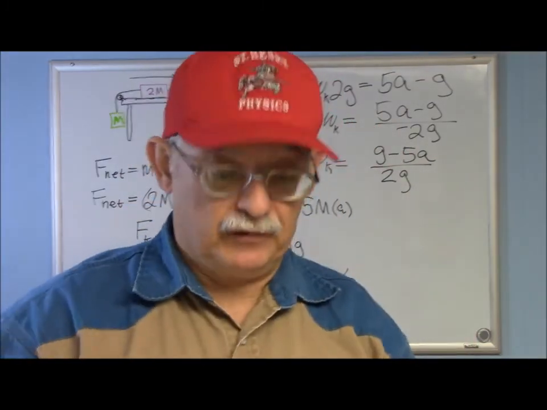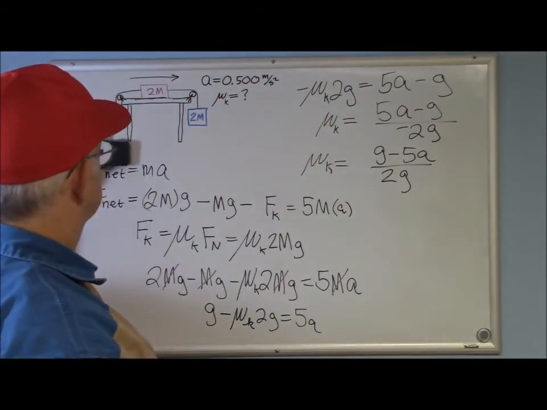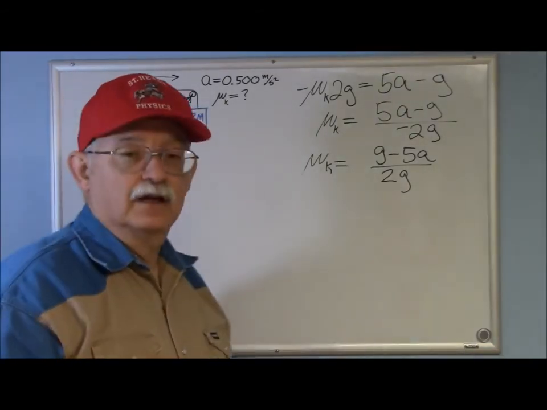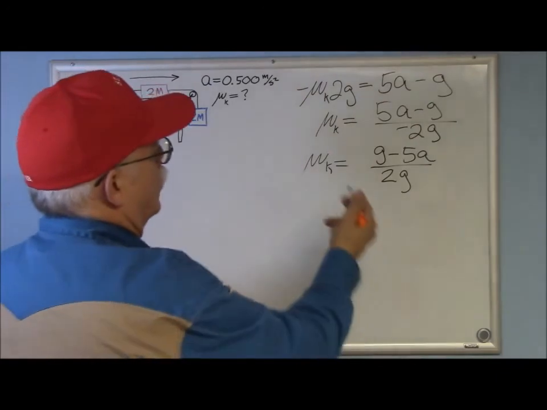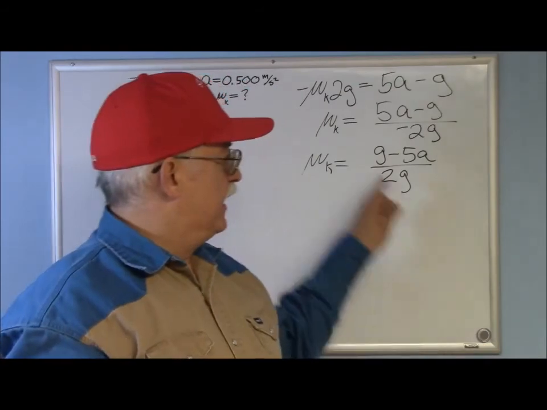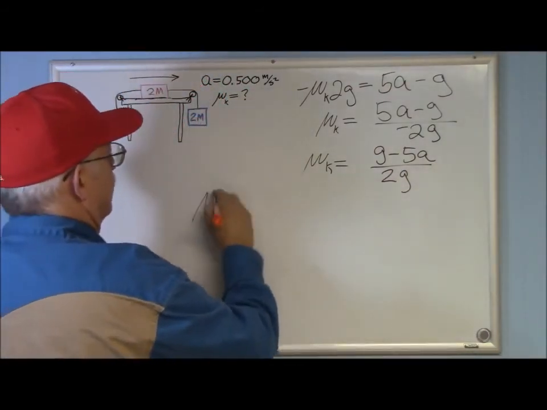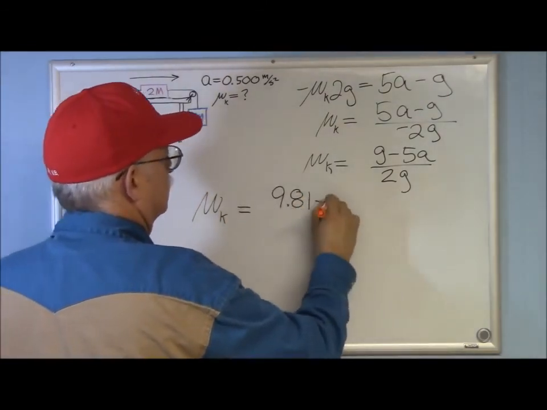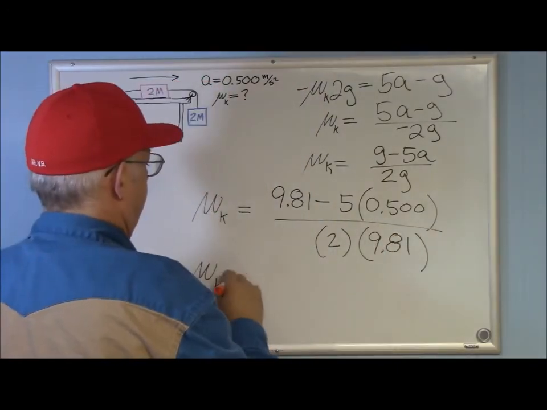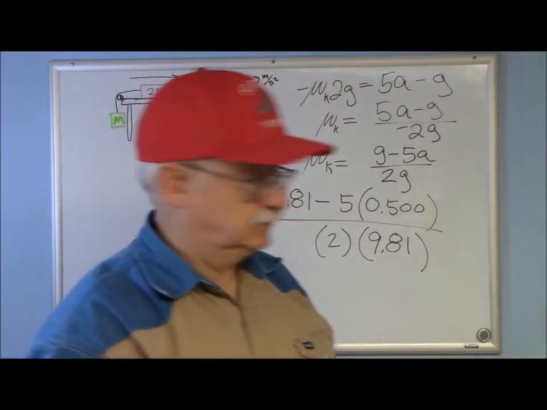Now, to make some board space, I'm going to do a little bit of erasing. Let's continue on. We now have isolated the coefficient of kinetic friction on the left side and known quantities on the right side, so we can actually substitute in numbers. Time to get out the old calculator and see what we get.